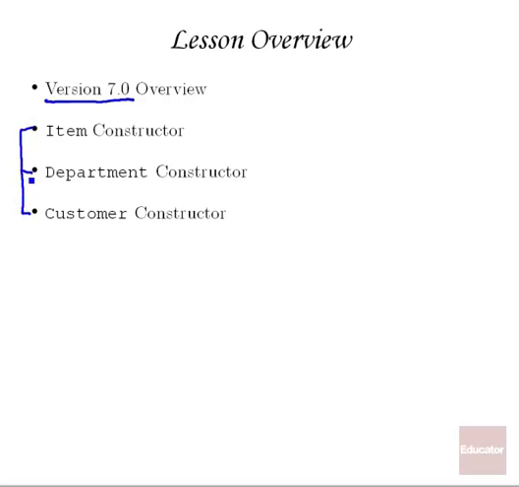We basically have three objects, or three classes that we use within our web application: the item class, the department class, and the customer class, and we're going to discuss how those constructors work for each of those classes and how they're used within the web application.